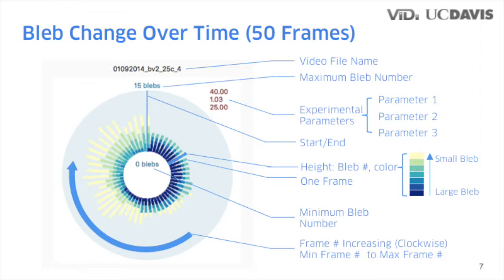As the example shown here, at the beginning of the 50 frames, there are fewer but bigger blobs. As time proceeds, bigger blobs retract while more smaller blobs appear.